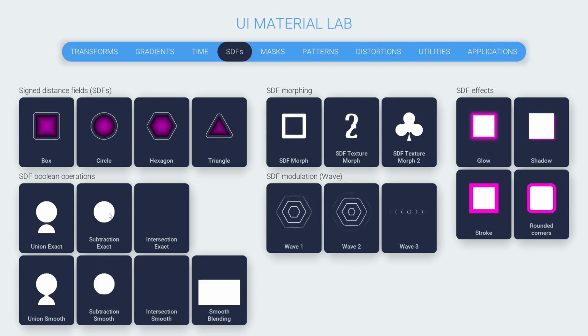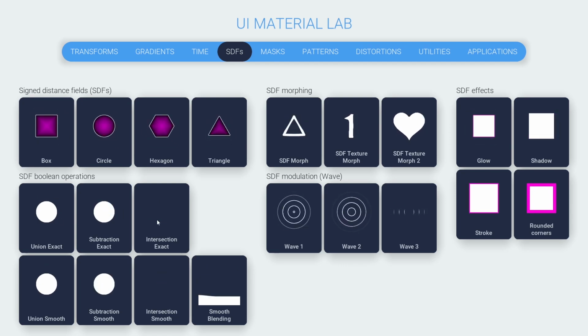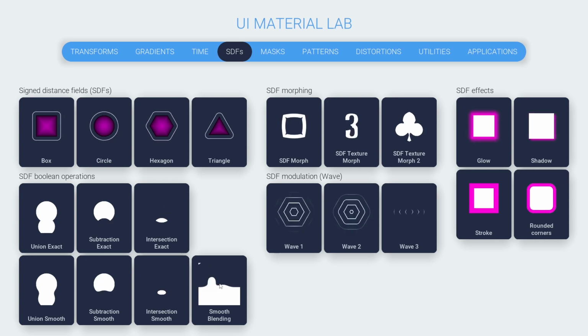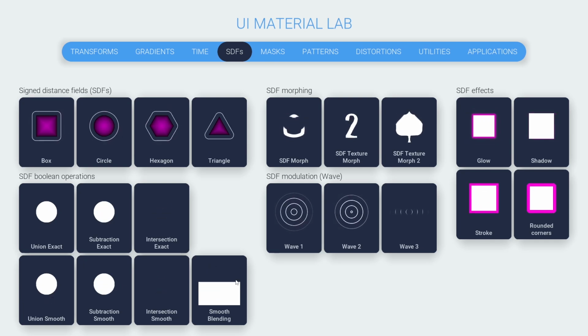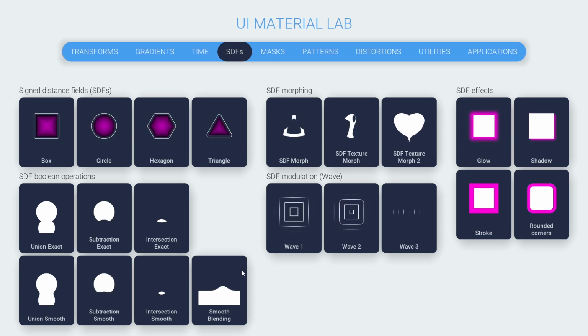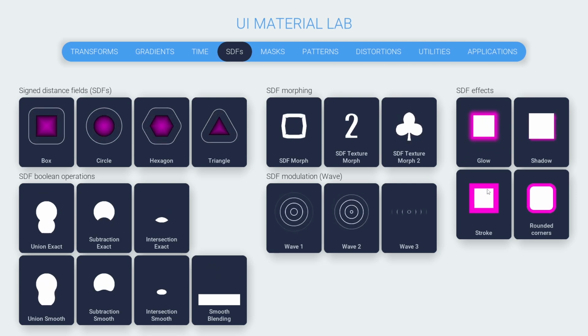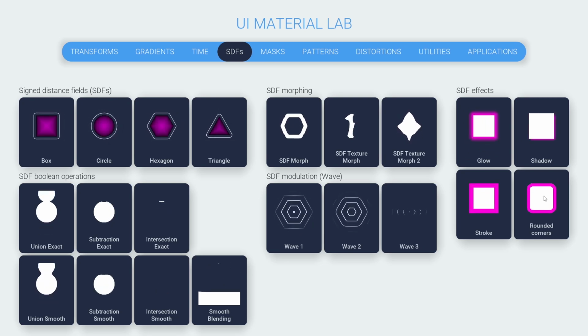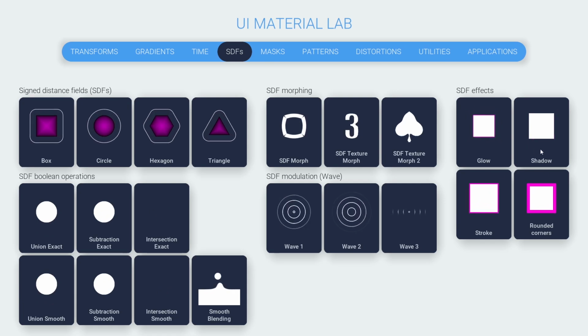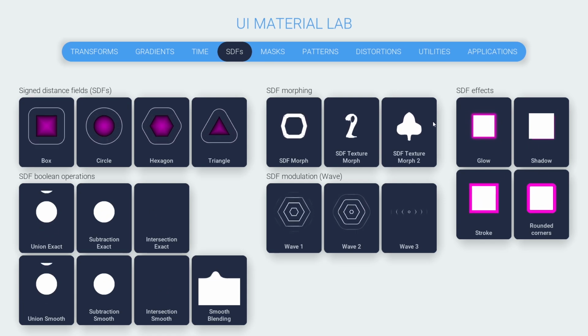Boolean operators. Union, extract, intersect. Intersect smooth. That's kind of a cool effect. It's like water droplets being added to a jar or something like that. And you can see the box slowly filling up. You also have things like glow, shadow, outline stroke, round corners. Those are all very useful effects. I use that all the time in Photoshop.